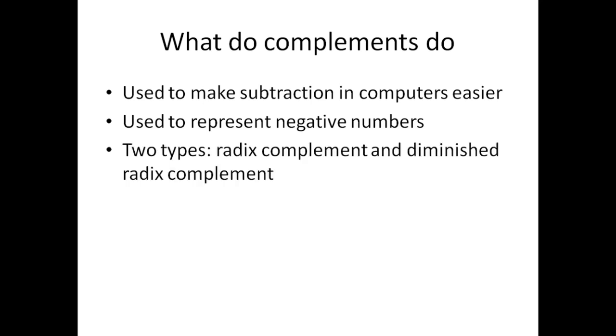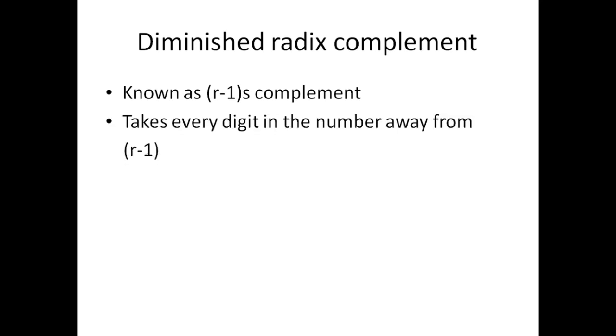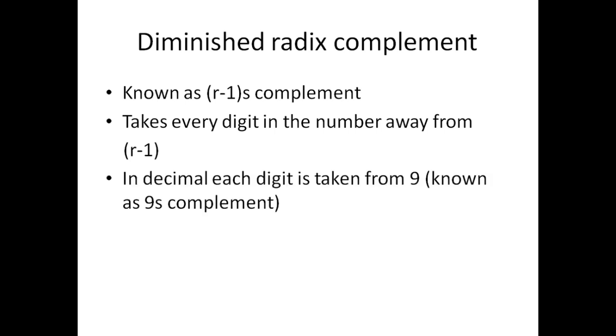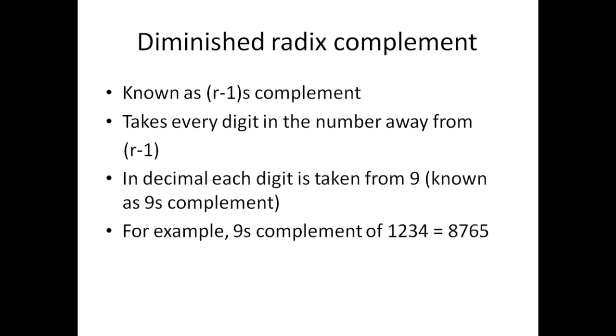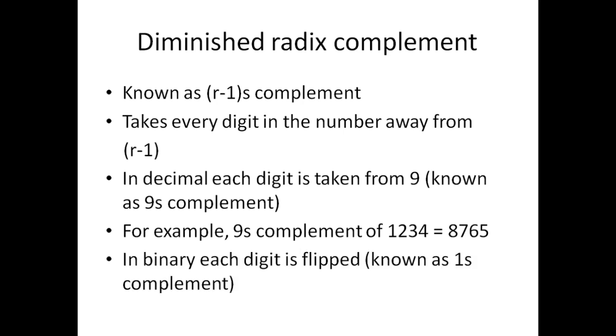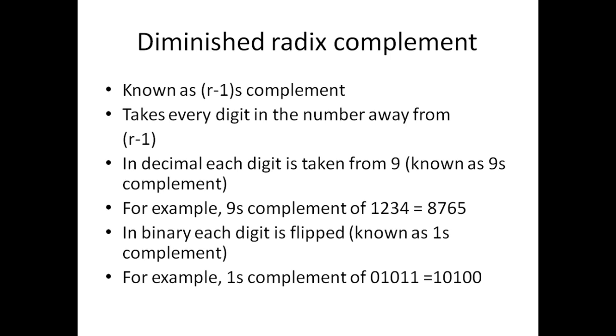There's two types of complements, radix complement and diminished radix complement. We'll start by looking at diminished radix complement, also known as r minus 1's complement, where r is the base of the number. It takes every digit in the number away from r minus 1. So for example, in decimal, where it's base 10, it takes each digit away from 9. Note the example here. In binary, each digit is taken from 1, so it essentially flips every bit. Take note of the example here.